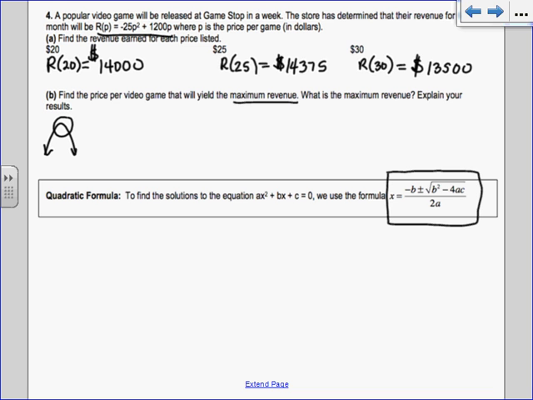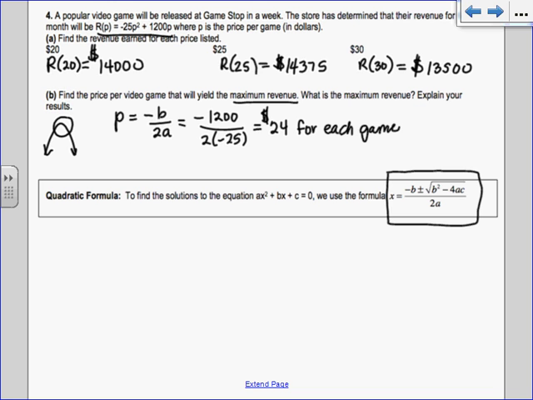We find that by doing x equals negative b over 2a. In this case, it's not x equals, we write p equals. So p equals negative b over 2a. We get negative 1200 all over 2 times negative 25. When we divide it out, we get 24. So what this means is we should charge $24, sorry, for each game.